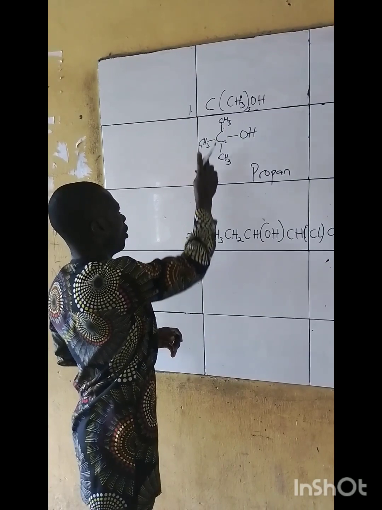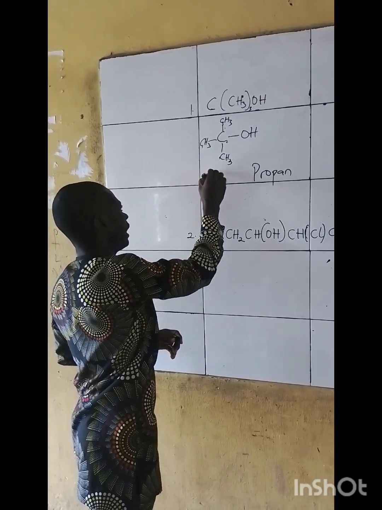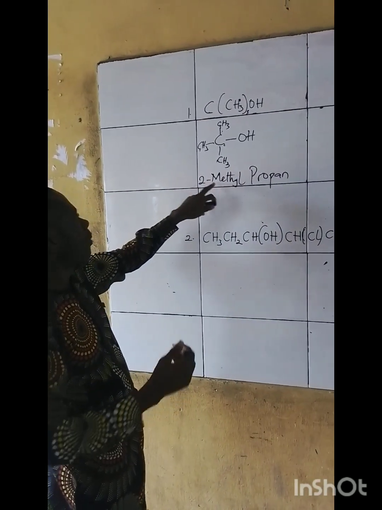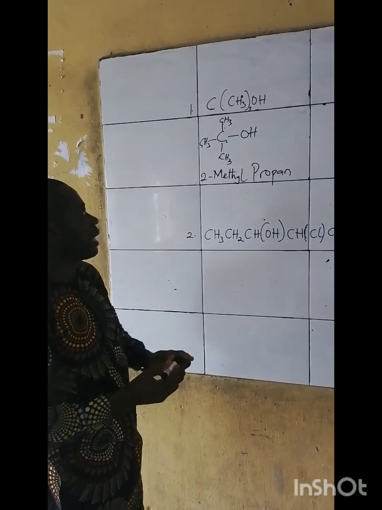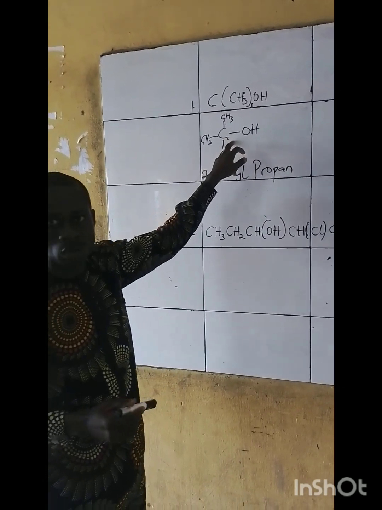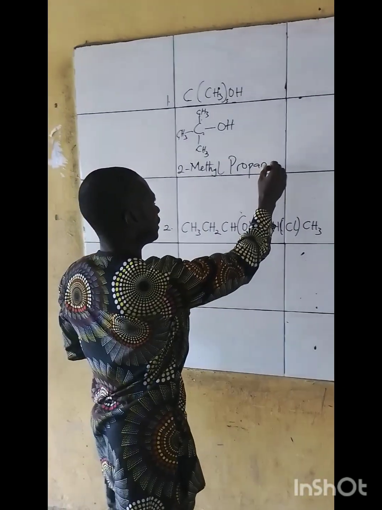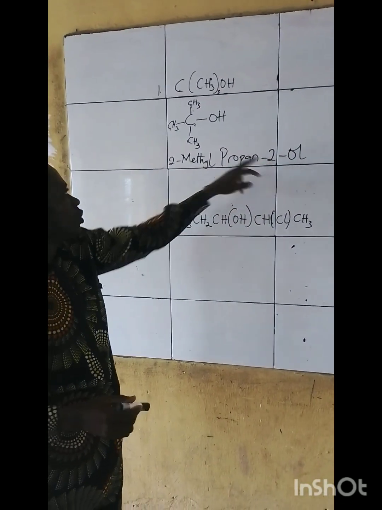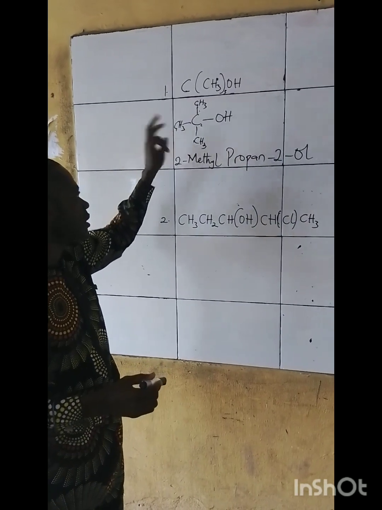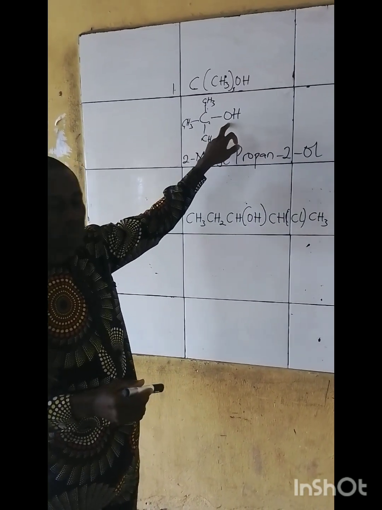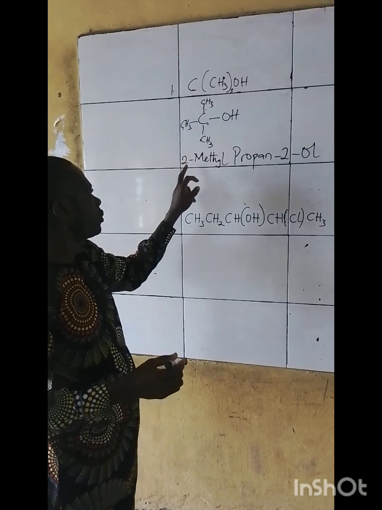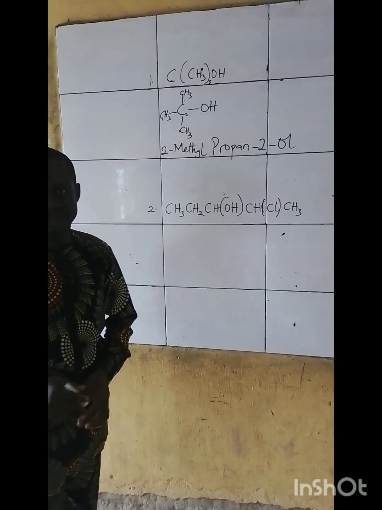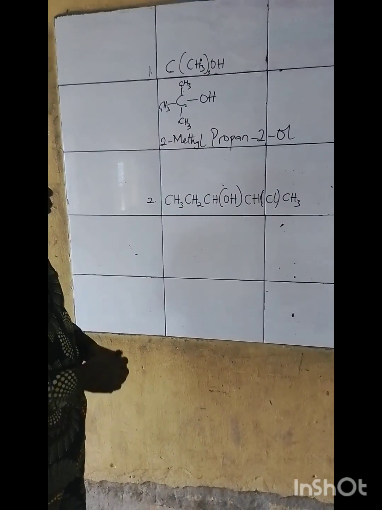So now we have 1, 2, 3. On carbon 2, there's a methyl attachment. So we have 2-methyl, showing that there's a methyl group attached on carbon 2. And the hydroxy group is on carbon 2. Alright, so we can now say 2, identifying where the hydroxy group is. So this 2 identifies where the attachment is, and this 2 identifies where the hydroxy group is. So the name of this compound is 2-methyl-propan-2-ol. I want to believe that you got that. Alright, let's see another example.